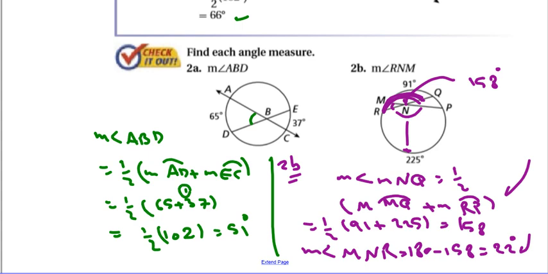To get the angle MNR, you have to find this angle first, MNQ, and subtract it from 180 because this is a straight angle. This angle is a straight angle.